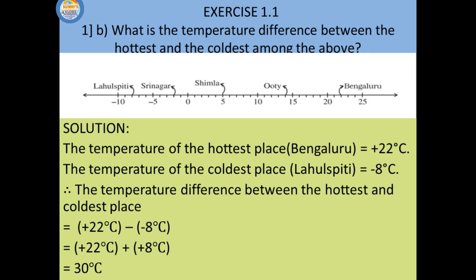So, the next step is 22 degrees Celsius plus 8 degrees Celsius. Both are positive integers. So, the answer will get the plus sign and you have to add the numbers. 22 plus 8 is 30 degrees Celsius. That is plus 30 degrees Celsius. And if there is no sign in front of the number, it is considered as plus. So, the answer is 30 degrees Celsius.